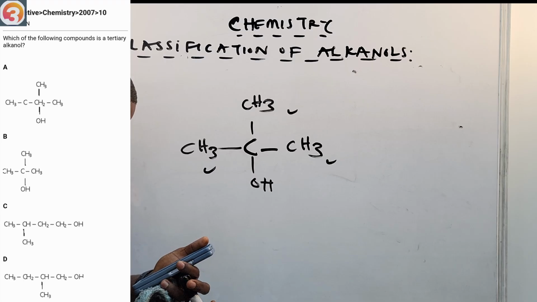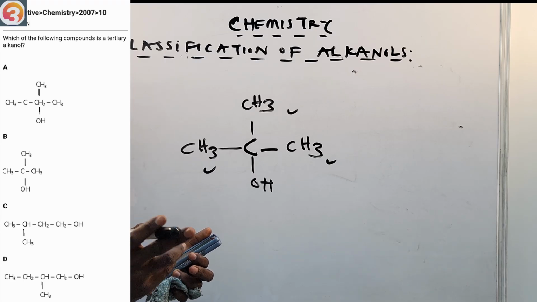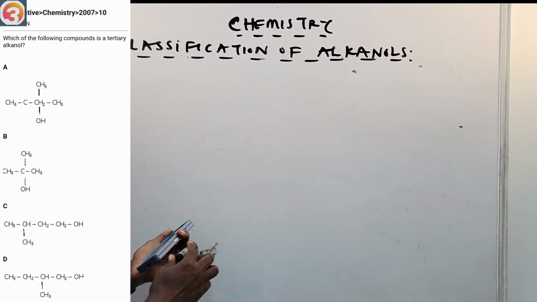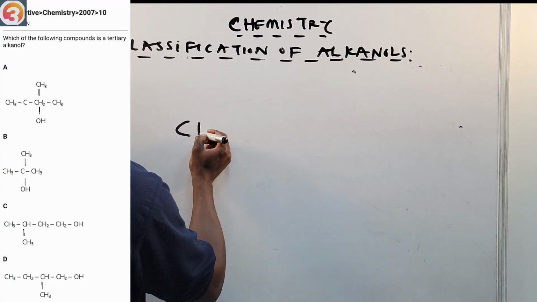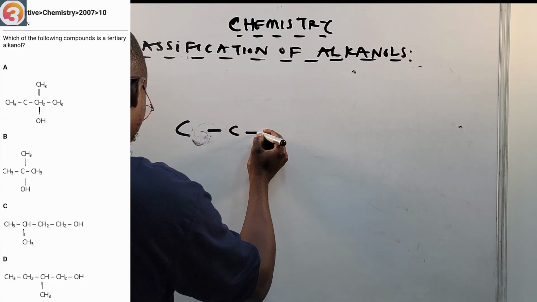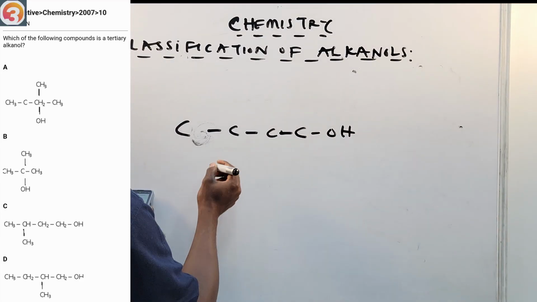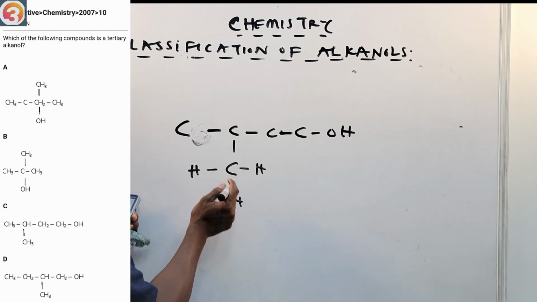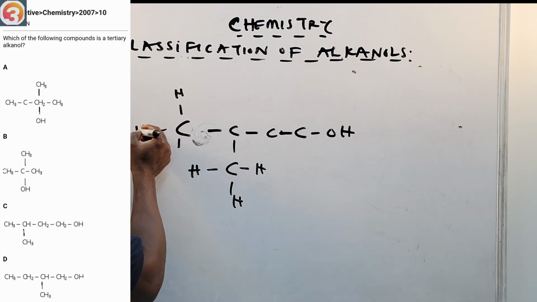Let us see C, so that we will identify if it is primary, secondary, or tertiary. So our answer is B, obviously. So let us see option C. You have C, OH. Then here we have a C. So if you put here, that's how our CH3 will expand. This is our CH3. Then here also our CH3.